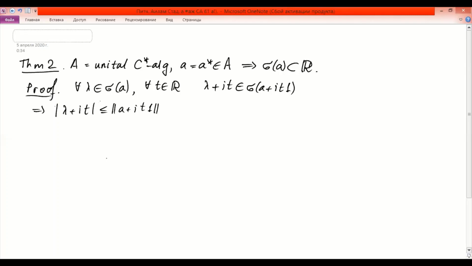So we take the squares here and here and use the C-star identity. So by the C-star identity, this is equal to the norm of a minus it1 multiplied by a plus it1. So what is this? This is the norm of a squared plus t squared 1. And by triangle inequality, this is less than or equal to the norm of a squared plus t squared.